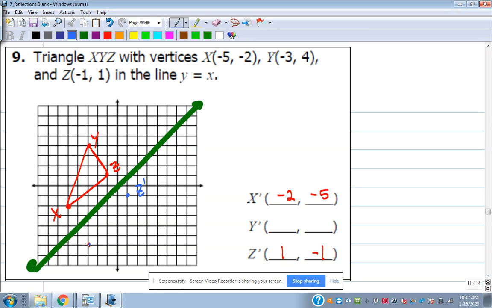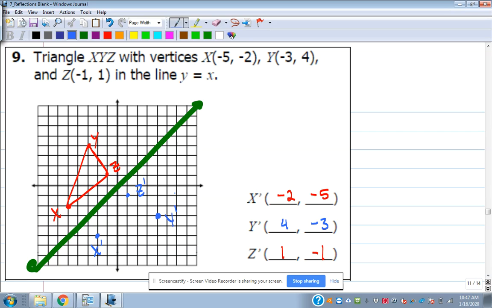So Z prime, here's X prime. Miscounted there. -2, -5. 1, 2, 3, 4. Okay. Y prime, swap X and Y, so it's going to be at 4, -3. So 4, -3. 1, 2, 3, 4. 1, 2, 3.